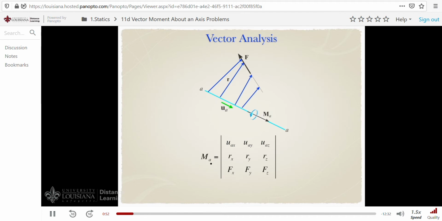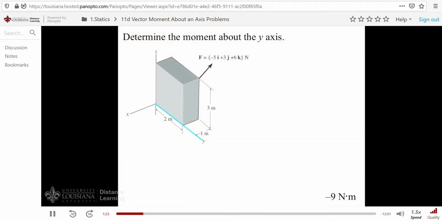If that number is positive, it indicates that indeed the sense of direction is in the same direction as the sense of the unit vector. If we get a negative value, it simply means that the vector M_a goes in the opposite direction. Once we have this magnitude, including the sign of it, we simply multiply it by our unit vector to represent our moment in Cartesian vector form. Now let's use these ideas and we'll solve some problems. We'll start with this one.